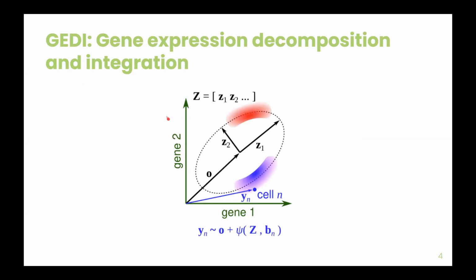Before I go into the details of GEDI, I just want to mention that a lot of the methods that were developed for integration have this underlying assumption that they want to align the manifold of multiple samples. So what GEDI is doing is that it creates a reference frame defined by a set of vectors. This reference frame defines a manifold, here exemplified by this ellipse. In this manifold, different cell type populations, such as the red and the blue areas, may lie. We can project the transcriptome of a given cell into this manifold.